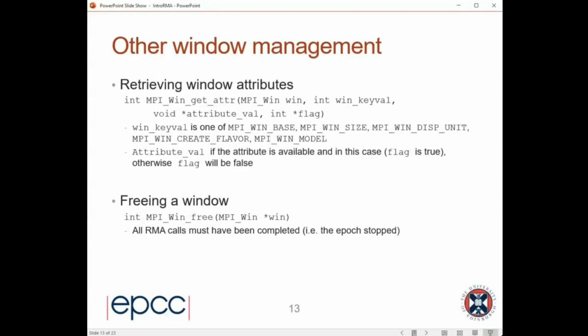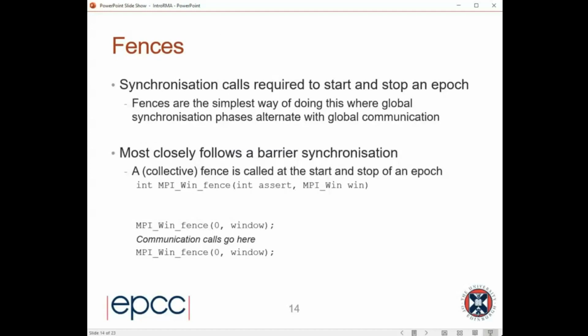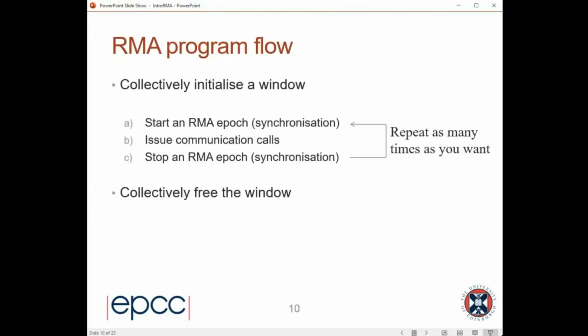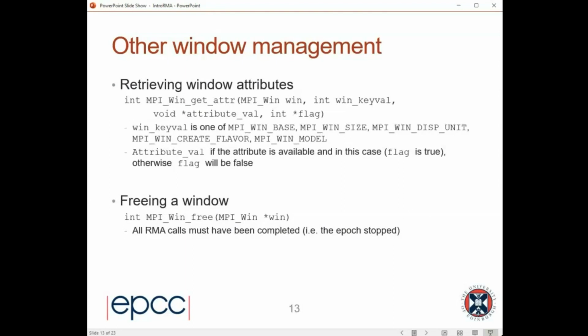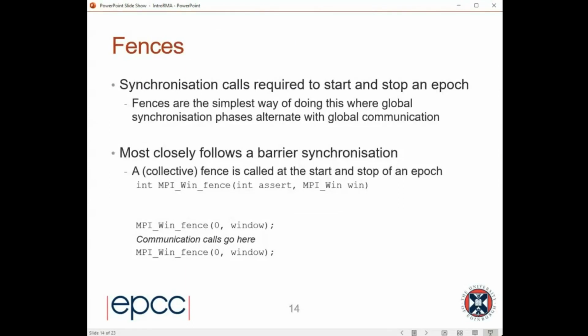Typically, in the things that I've done, I have created the window at the start and freed it at the end of the program. It's not something you do very often. Having done that, you need a way of synchronizing and saying we're about to do remote memory access to this window, so that everyone's ready to do it and there are no race conditions. That is called a fence. The fences are the simplest way of doing that.